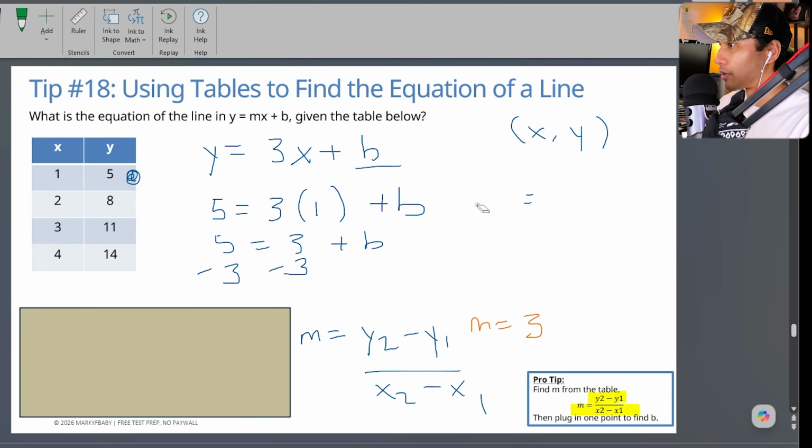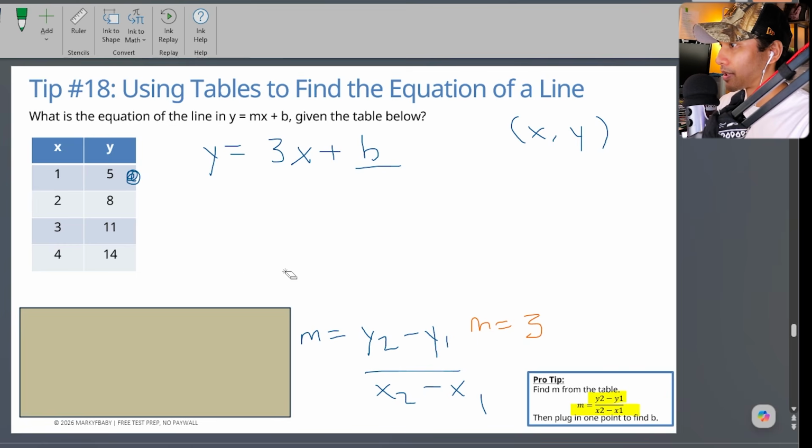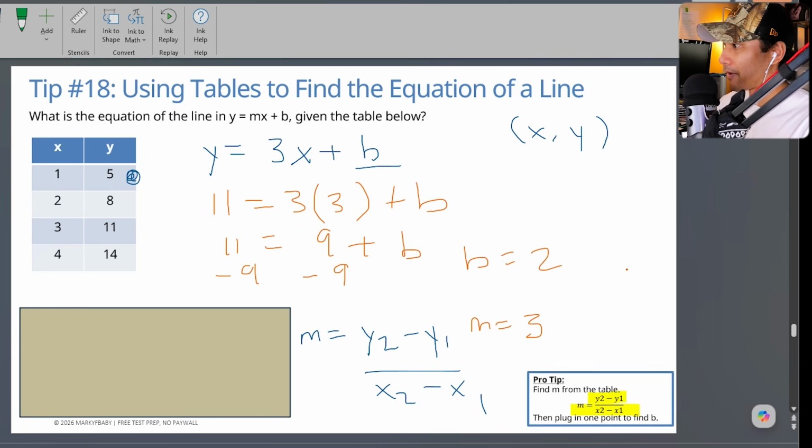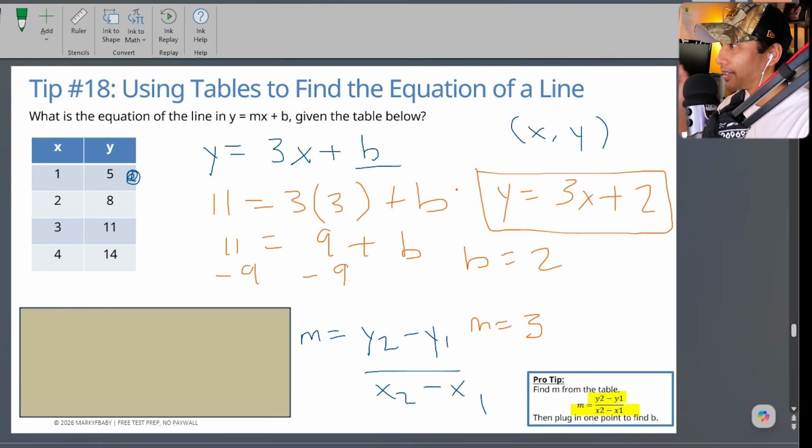You should be able to, okay? And let's go ahead and test it out in orange. So we get 11 equals 3 times 3 plus b, right? 11 equals 9 plus b, minus 9, b equals 2 again. And our equation becomes y equals 3x plus 2. Perfect. Now you know how to find the equation of a line given a table.